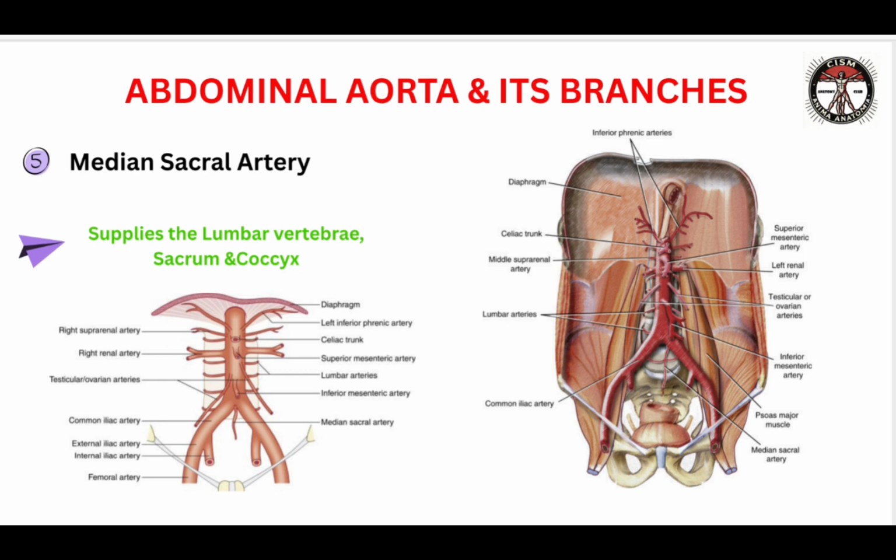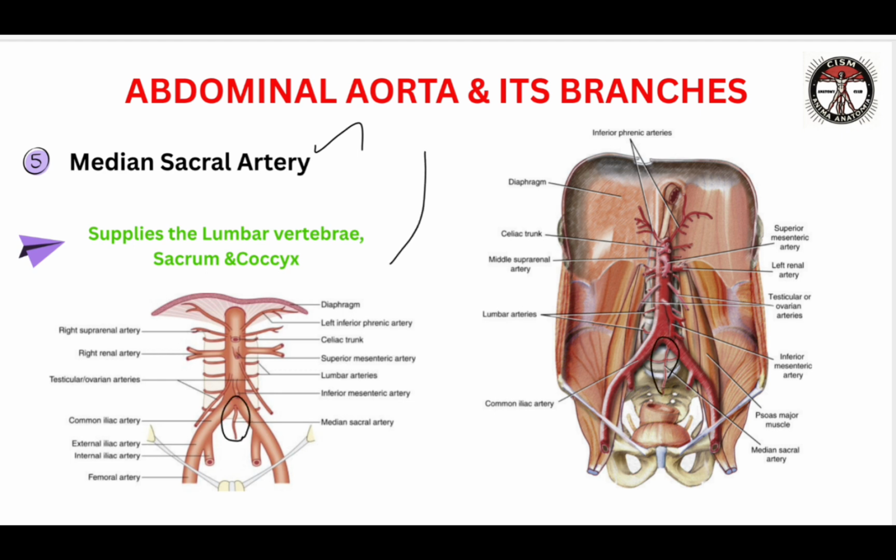There is nothing very important in this; it supplies the lumbar vertebrae, sacrum, and coccyx. The unique thing about this artery compared to the others is that it comes in the posterior way, not in the anterior way.